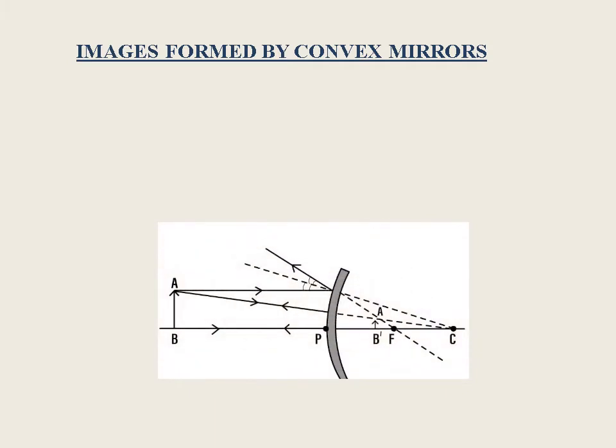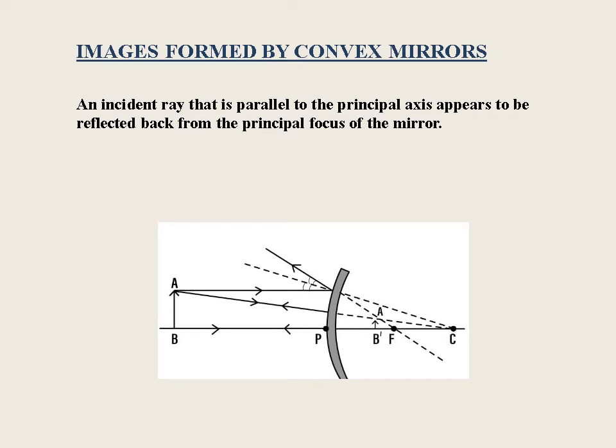Images formed by a convex mirror. Let an object A be placed in front of the convex mirror. An incident ray that is parallel to the principal axis appears to be reflected back from the principal focus of the mirror. Another incident ray that appears to pass through the center of curvature of the mirror retraces its path after reflection without any deviation.